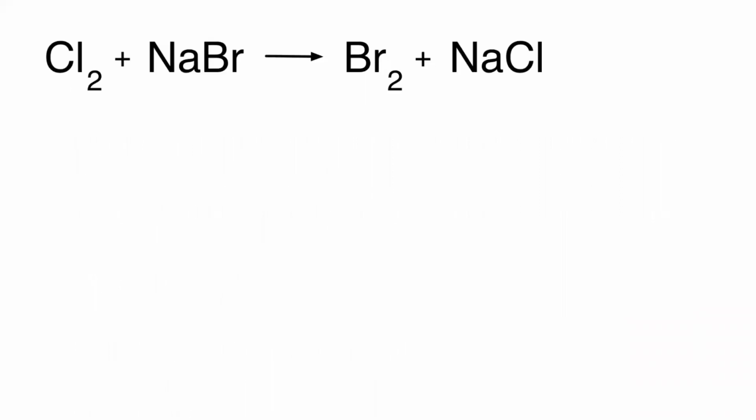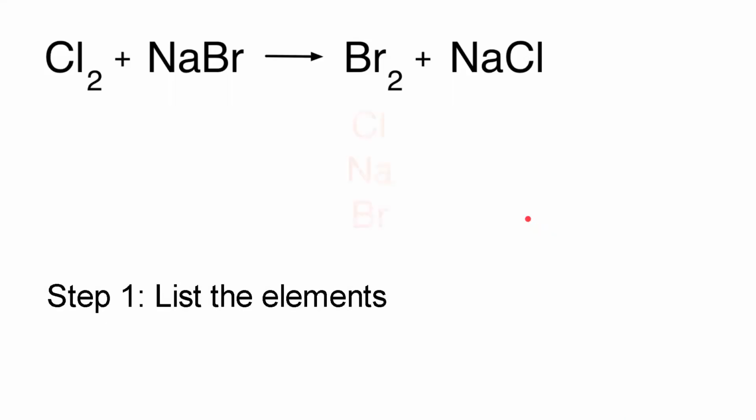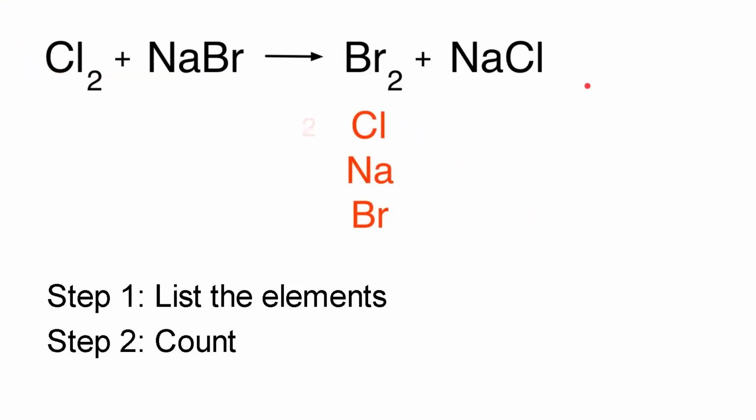So if you look at this example, first you would list the elements, so Cl, Na, and Br, right? Then you would count the elements. There are 2 Cl's on the left side, 1 Na, and 1 Br. On the right side, there's 1 Cl, 1 Na, and 2 Br, as you can see.